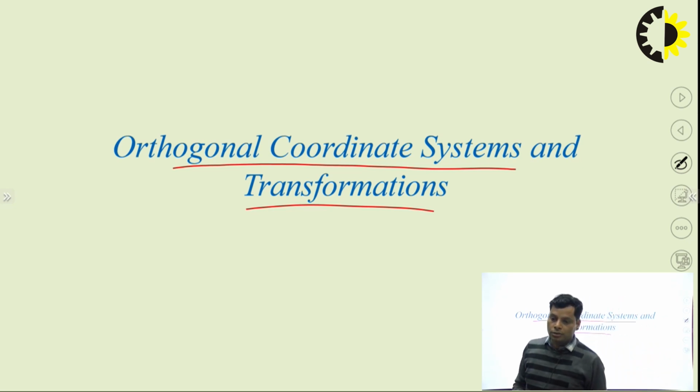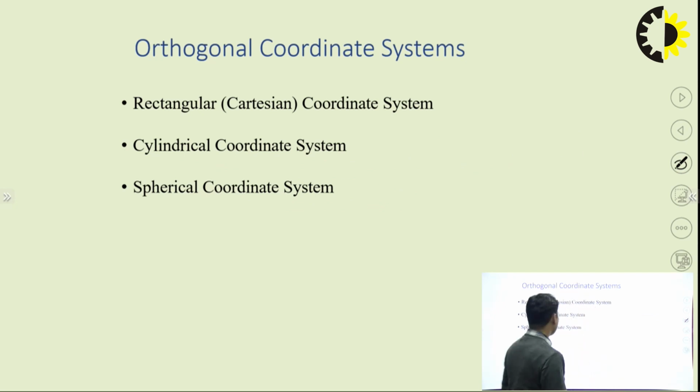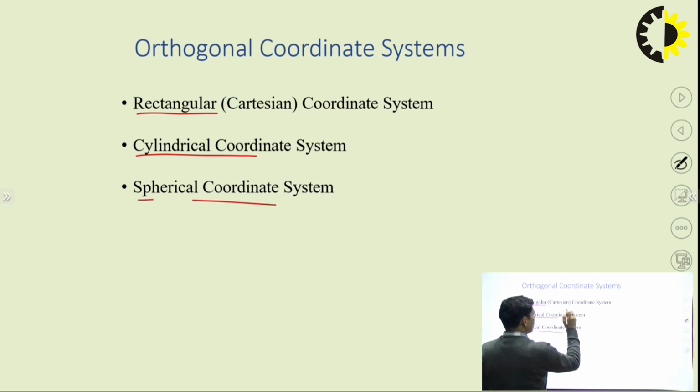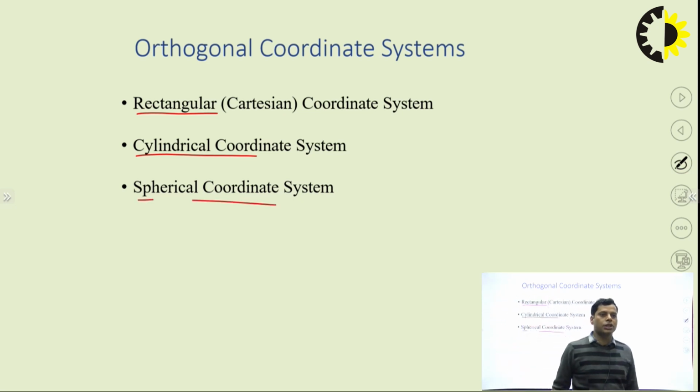Orthogonal means that all the coordinates are mutually orthogonal, that is, mutually perpendicular to each other. There are three coordinate systems that we have studied in this subject: the rectangular coordinate system, the cylindrical coordinate system, and the spherical coordinate system. These three coordinate systems we have to study in this subject, KEC 603 Antenna and Wave Propagation.